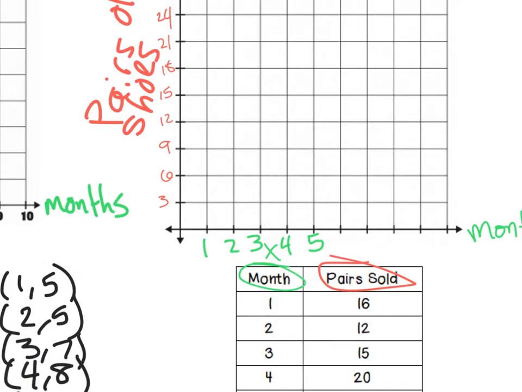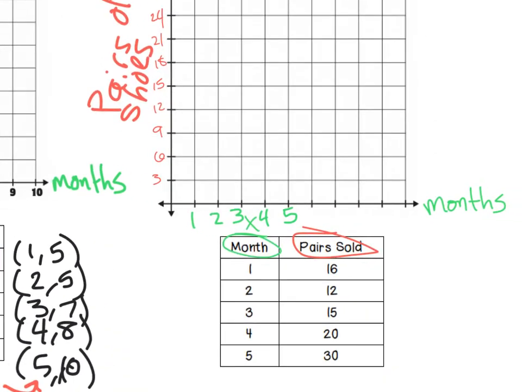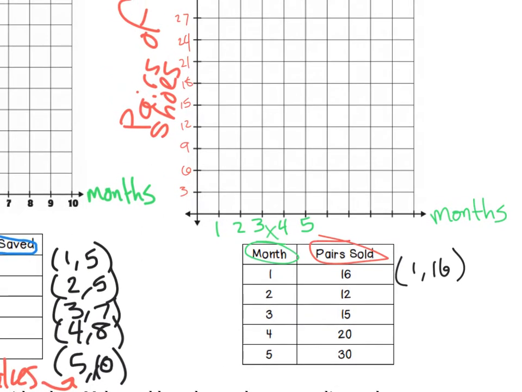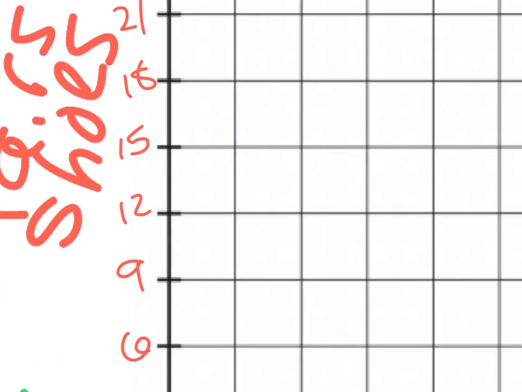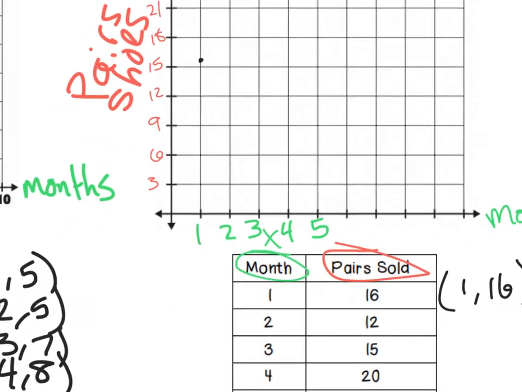Now we can go ahead and start plotting the coordinate points. So let's start off with 1, 16. 1 is going to be x, 16 is going to be y. So 1 and then up to 16. Well, we don't have 16 on our y-axis, but it's somewhere in between 15 and 18. Definitely closer to 15. So I'm going to put 1, 16 right there, just above 15. Okay. So there's 1, 16.